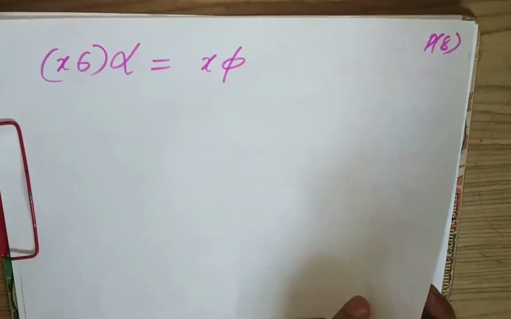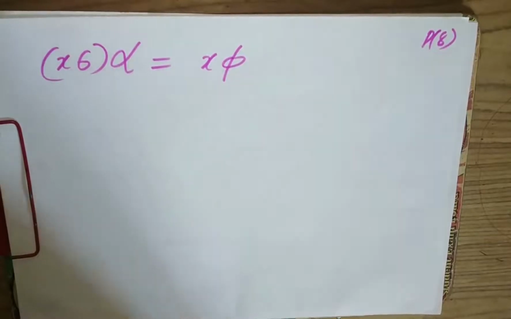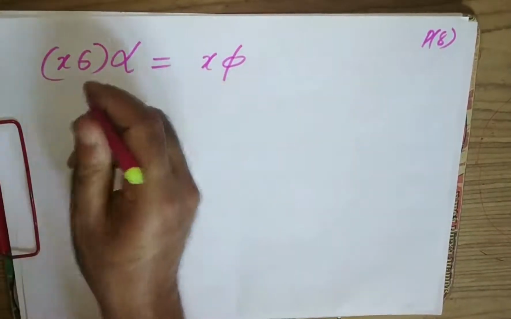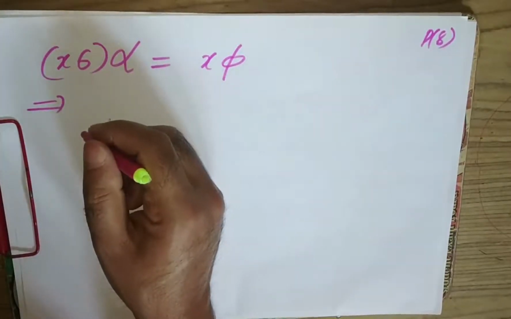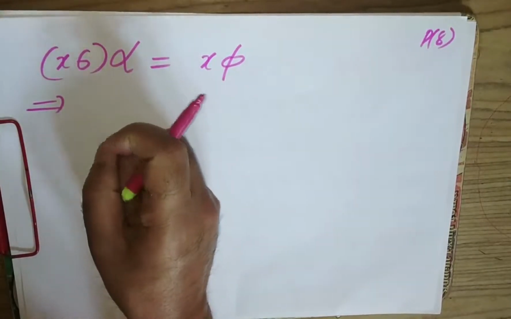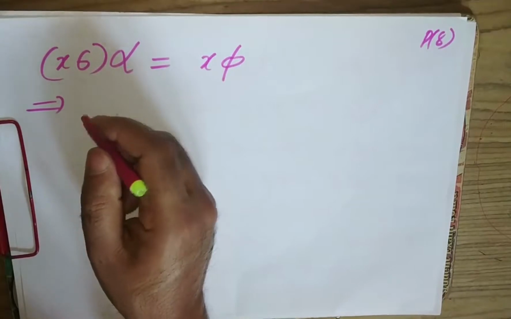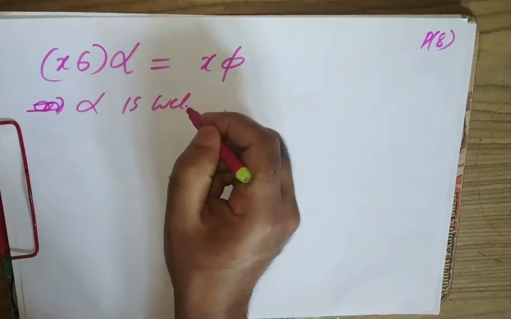The output should be in T, and phi is a map from S to T, so that means x phi is in T. So this is the natural way to define this map from S over sigma to T. And if we define the map like that, then this map is well defined. That's simple, not difficult. So let's first prove that this alpha is well defined.